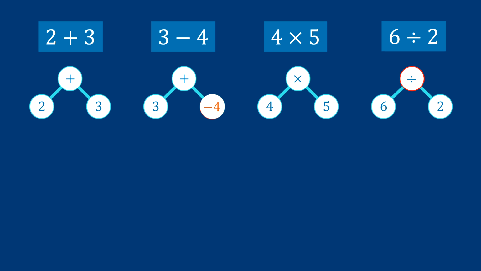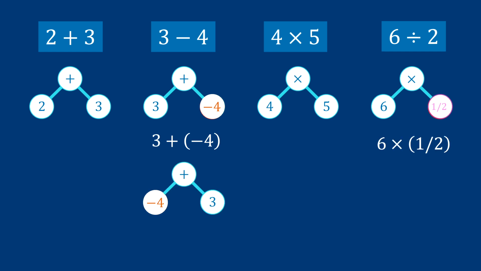So we now have 3 plus negative 4. And we can do the exact same with the divide. We can place the divide on the 2, which results in multiplying by its reciprocal, which is 1/2. Okay, so it's the same as 6 multiplied by 1/2, and this will give us the exact same result. So these two commutative calculations are equivalent to the original ones.